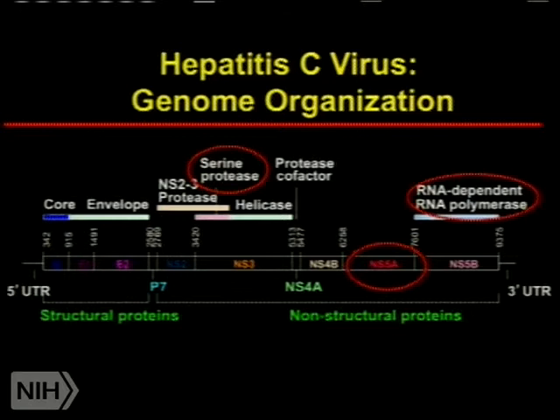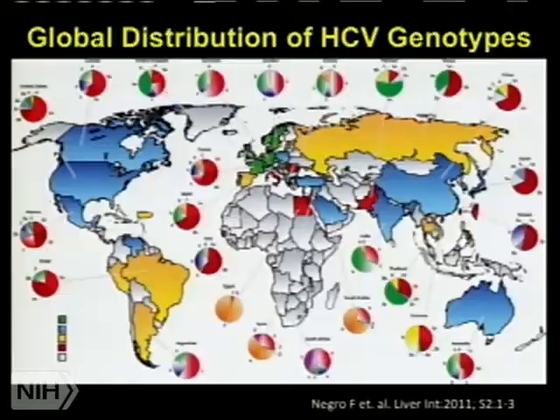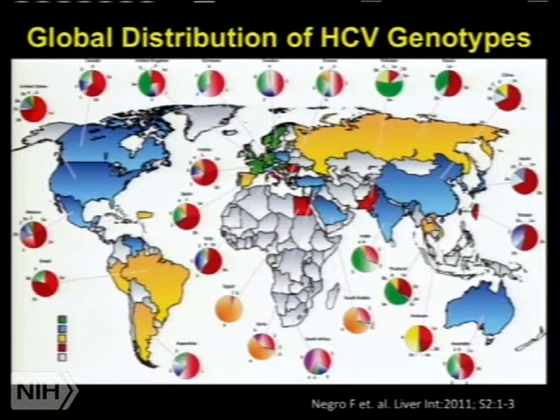Now, I would like to mention that the RNA-dependent RNA polymerase lacks proofreading capacity, and as a consequence, the virus circulates as a viral swarm or quasi-species. But a number of genotypes have been determined: there are six genotypes based on a sequence divergence of 30% among isolates and 20% among subtypes. Worldwide, genotype 1 is the most common genotype, and here in the United States, genotype 1A is the most common subtype. Genotype 1 accounts for 70% of infections in the United States, and 1A accounts for about 80% of those.